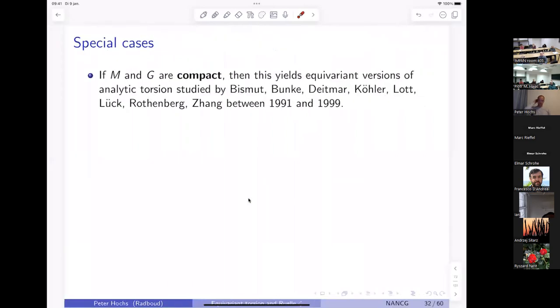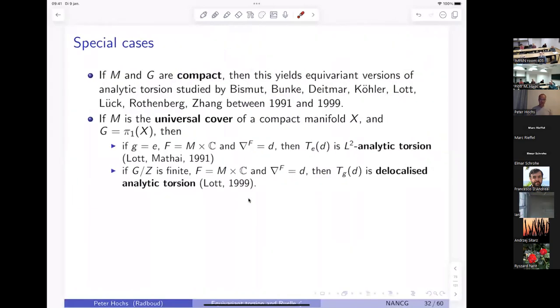Okay, some special cases of this notion of torsion. In the compact case, people looked at equivariant torsion, and then of course there are no convergence issues. The spectrum is still discrete, everything still works out. A lot of people studied the compact case and proved things about it, like noncommutative theorems. This was done in the 1990s. In the case where you have a compact manifold X and universal cover M, acted on by the fundamental group of X, people looked at this in different settings.